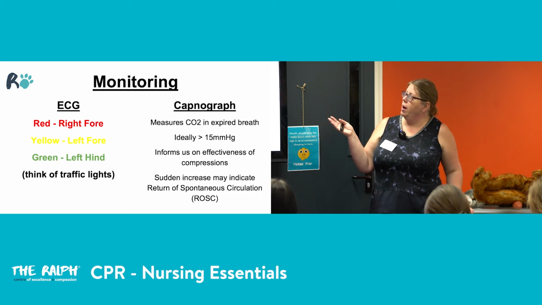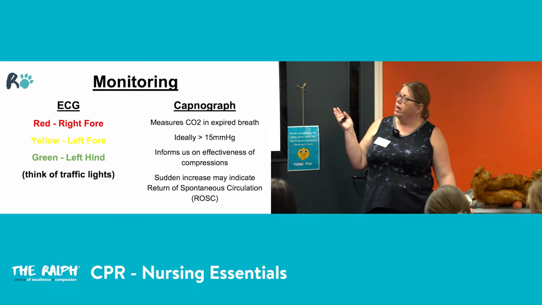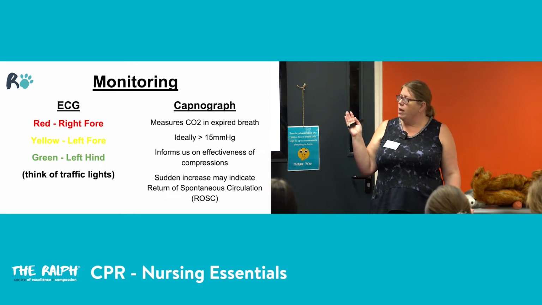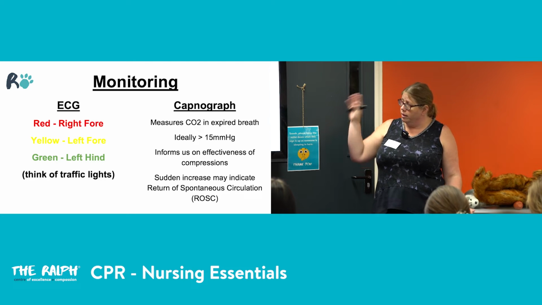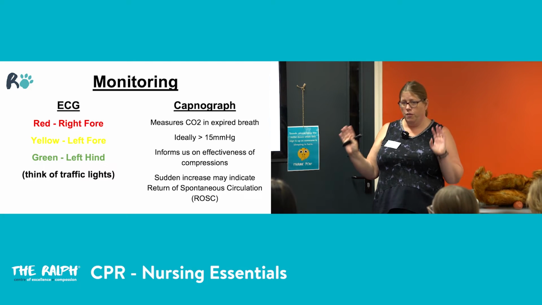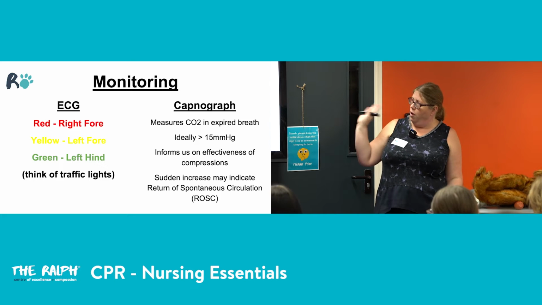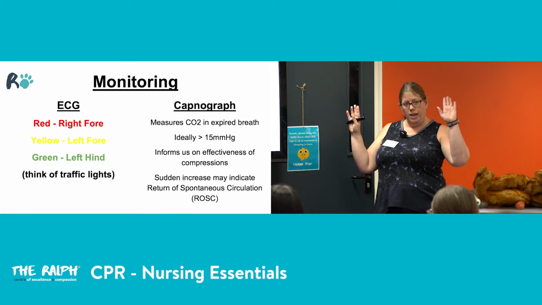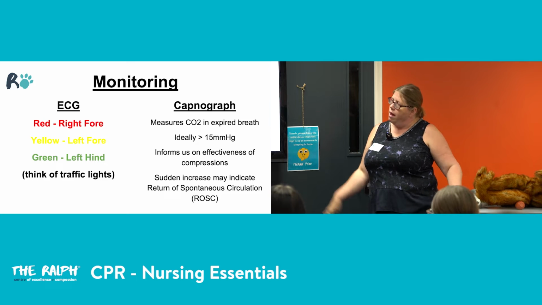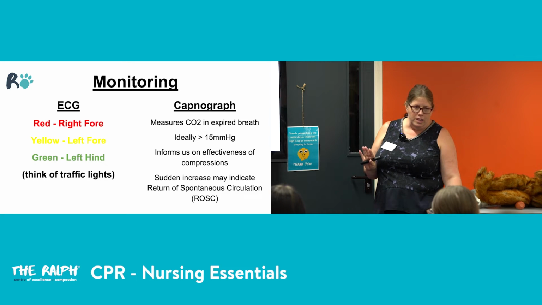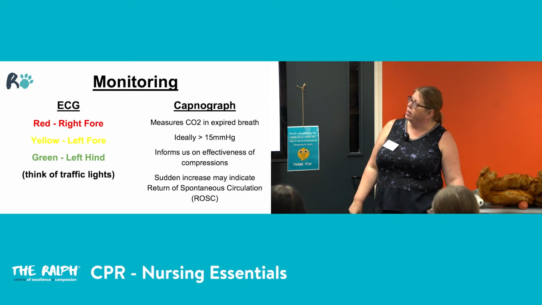Now I've just put up here, I'm sure many of you know, but I like to think of a way to remember which leg to put them on. I tend to go for the traffic light system. I know there's a few different ones out there, but red, right fore, then the yellow on the left fore, and then green is followed by the one behind that. I've heard all sorts of different ones over the years, but that's the one that sticks in my mind.